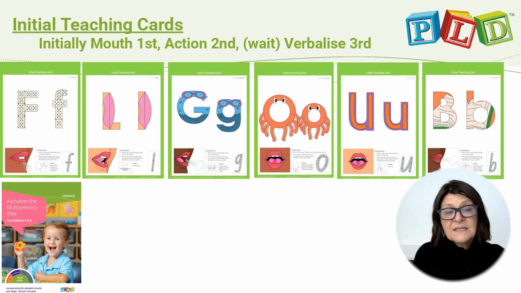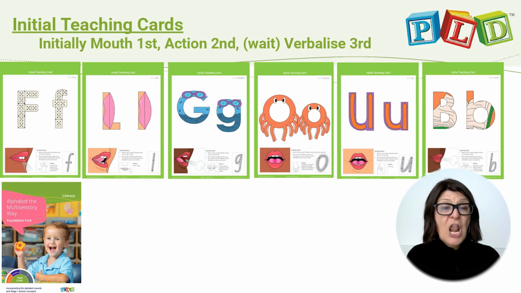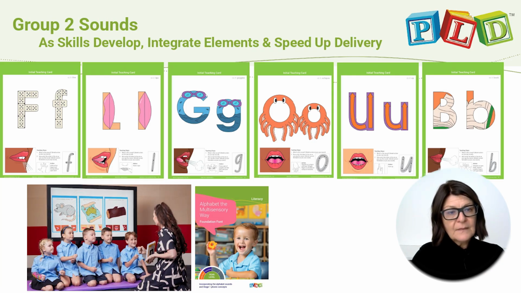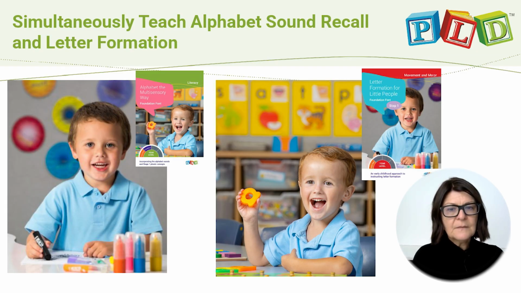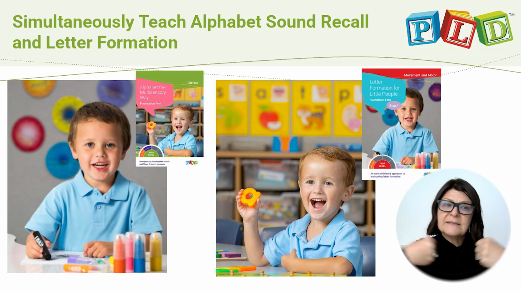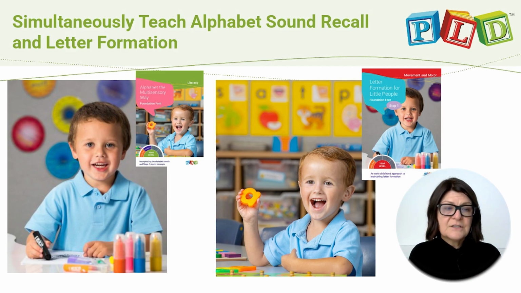If you're keeping up with the teaching sequence in Term 3, you'd be starting on these sounds, the F sound, the L, G, O, A, and the B sound, and again the letter formation, and speeding up that delivery as appropriate, as well as using those consolidation cards where you're pulling back all of those cues. So teaching the alphabet and simultaneously teaching our young children to form the letters.